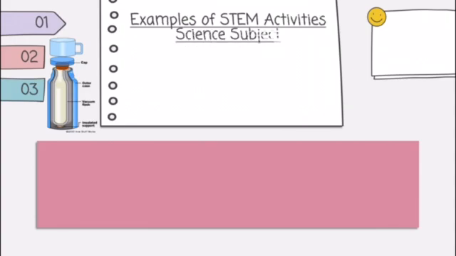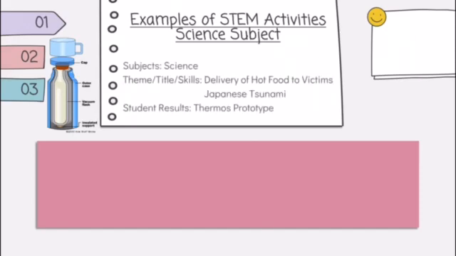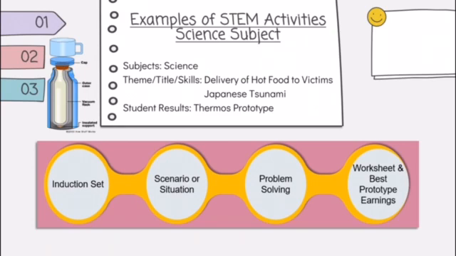Next, we will look at an example in the learning and teaching of science subject for STEM approaches. As you can see, the subject that is involved is science subject, entitled Delivery of Hot Food to Victims of the Japanese Tsunami. As a result of this lesson, students need to produce a thermos prototype. So, the diagram below shows several teaching steps that teachers need to apply in the classroom.